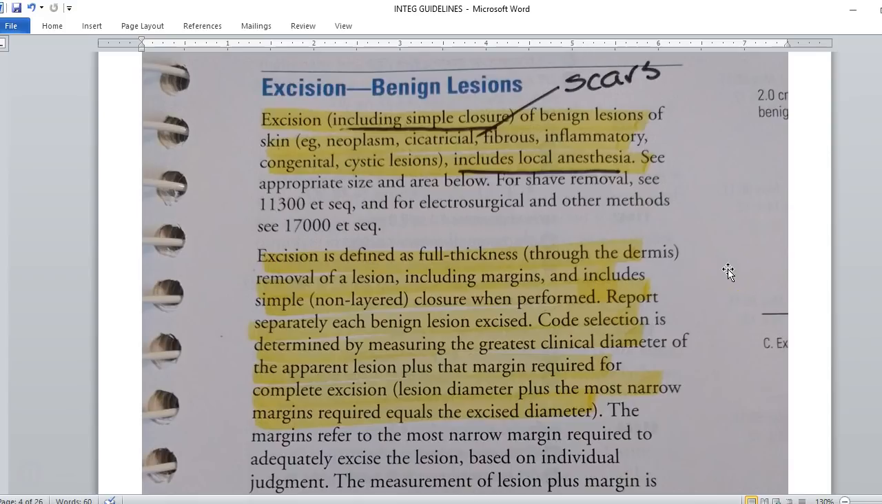Now, code selection is determined by measuring the greatest clinical diameter of the apparent lesion plus the margin required for complete excision. So lesion diameter plus the most narrow margin required equals the excised diameter. Now, most of the time, the doctors will just give us the excised diameter. Why? Because in general, they have to know about how wide they want to make the incision at the beginning. However, they can give us the size of the lesion and the size of the margins, and make us do some simple math. That is completely normal.